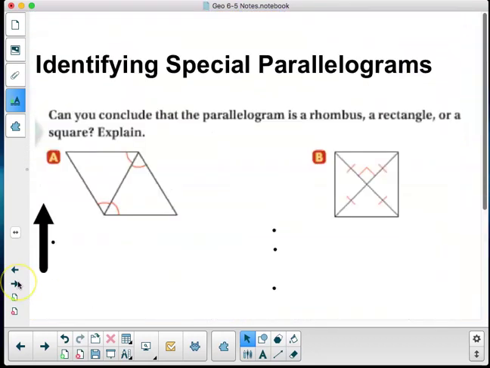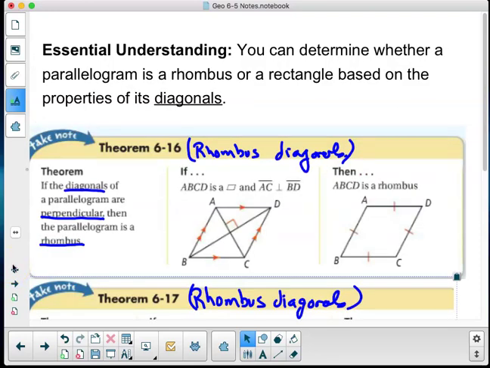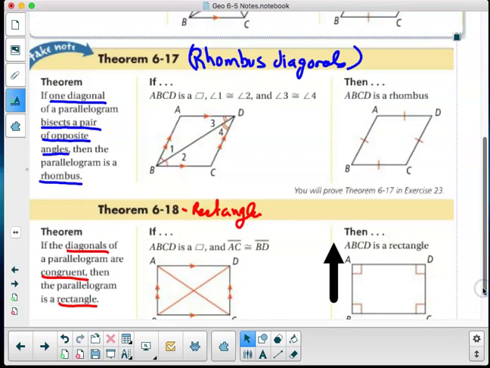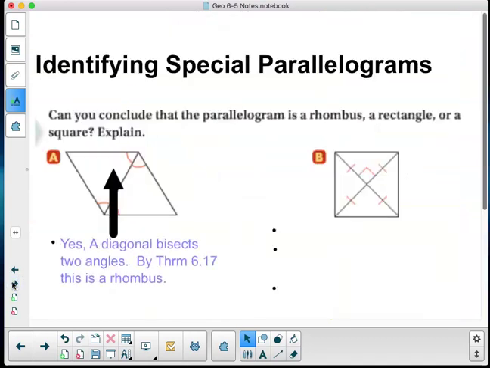Now, sliding on. Identify the special parallelograms. Looking at this, can you conclude that the parallelogram is a rhombus, a rectangle, or a square? Explain. Well, I have a diagonal that cuts two sets of angles in half. Back here, Theorem 6.17 says that means this shape is a rhombus. So yes, a diagonal bisects two angles, by Theorem 6.17.